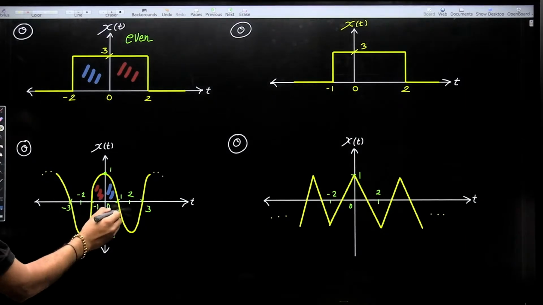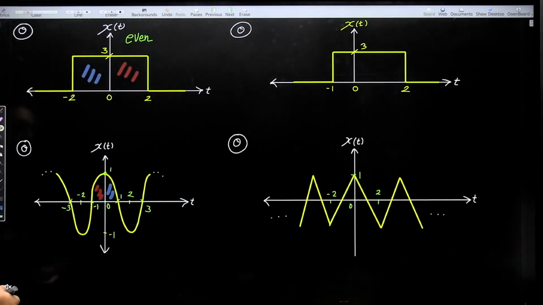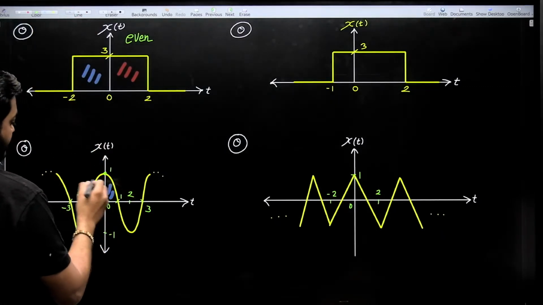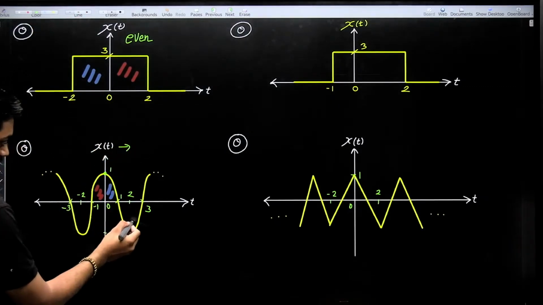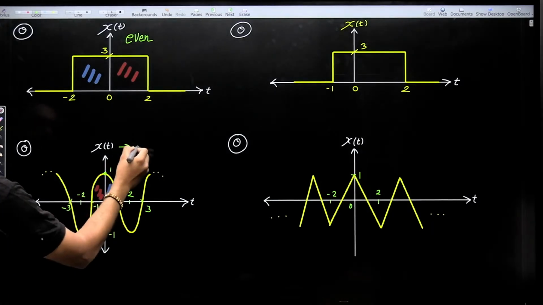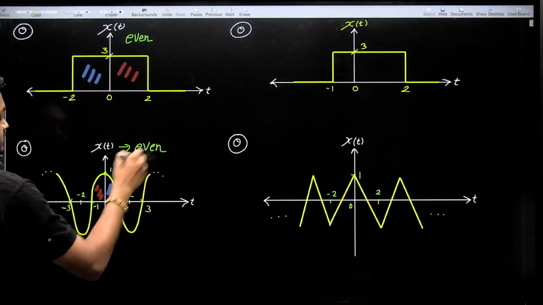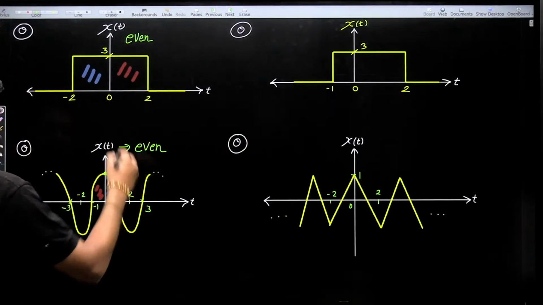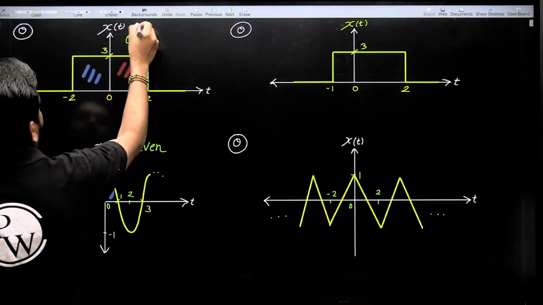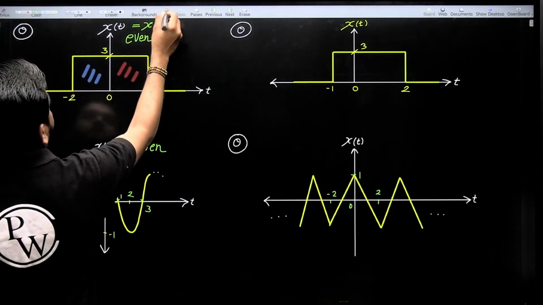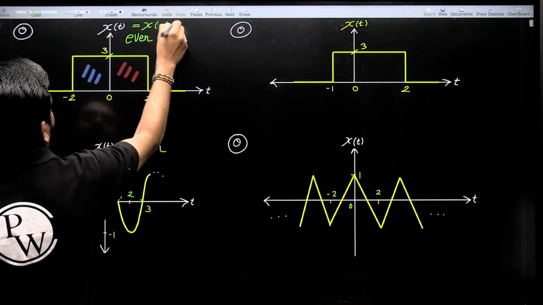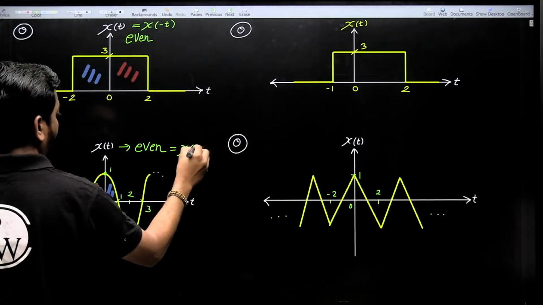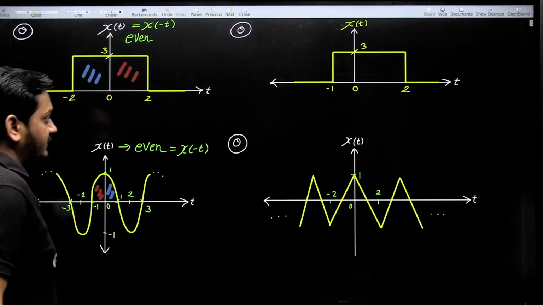So between 0 and 1 area and between 0 and minus 1 area. So this is also what? Even signal. First quadrant and second quadrant, and third quadrant, fourth quadrant and third quadrant. This is also even signal, correct? Yes, symmetrical about y-axis. Here x of t is equal to x of minus t. Here also x of t equal to what? X of minus t. That's why even signal.